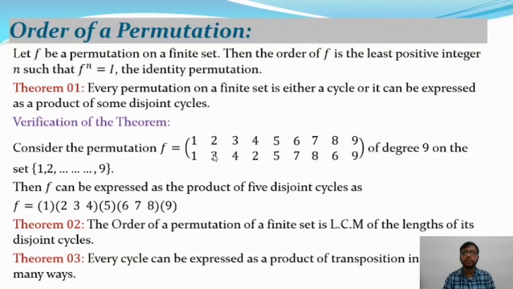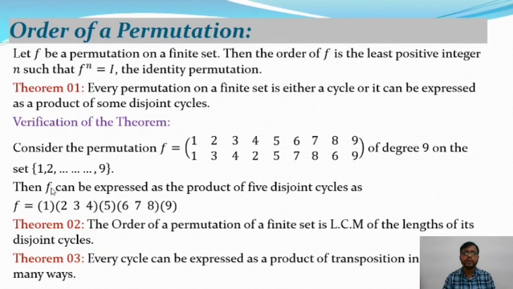So, 1 goes to 1, so this is the identity cycle. 2 goes to 3, 3 goes to 4, 4 goes to 2. So (2 3 4) is a cycle of length 3. Then 5 goes to 5, that means this is the identity permutation. And then 6 goes to 7, 7 goes to 8, and 8 goes to 6. So this is a closed cycle, and the elements of this are 6 7 8, of length 3, and 9 goes to 9, this is the identity permutation.